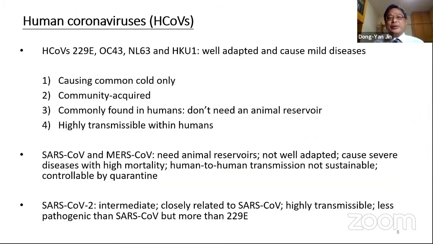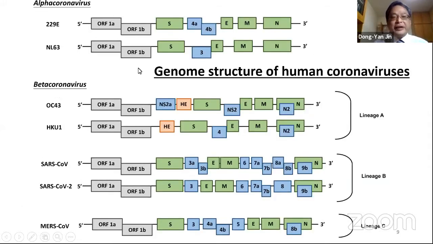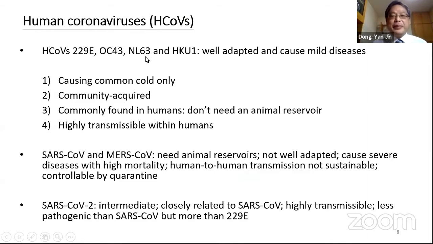And this slide summarizes the seven human coronaviruses. As I already mentioned, there are four community-acquired human coronaviruses, 229E and OC43, which were initially found. And then after the outbreak of SARS, our friend found NL63, Professor Ben Berkhout and also others, they discovered this. And my colleagues at the University of Hong Kong discovered HKU1. All these four viruses are well adapted in humans, and they just cause a mild disease, typical common cold. And they don't need an animal reservoir. And they are highly transmissible within humans.